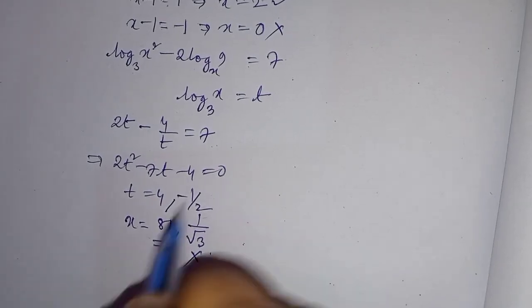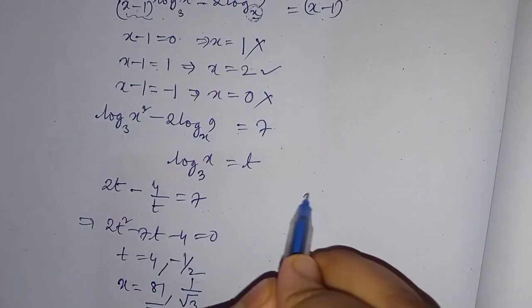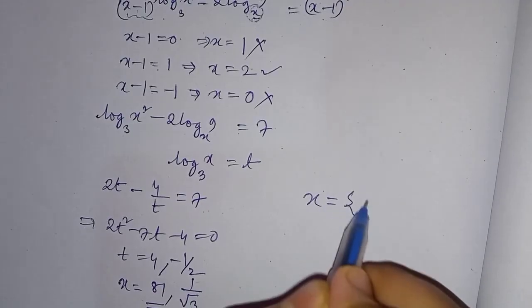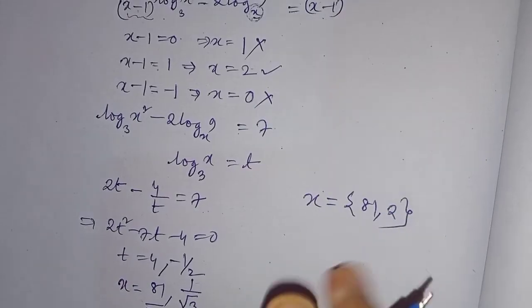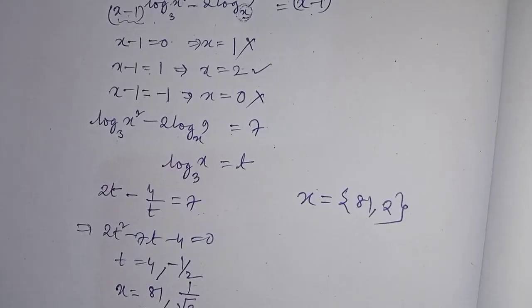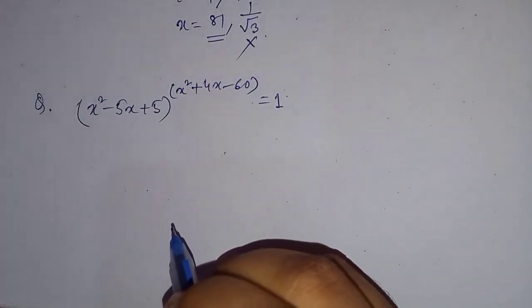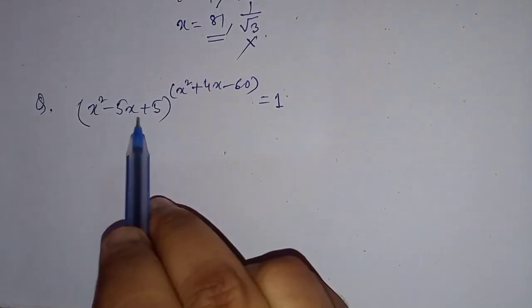So x equal to 81, and from here we got x equal to 2. So the final solution will be x equal to 81 and 2. This is the final answer. Now let me solve a very popular question from JEE Mains examination.